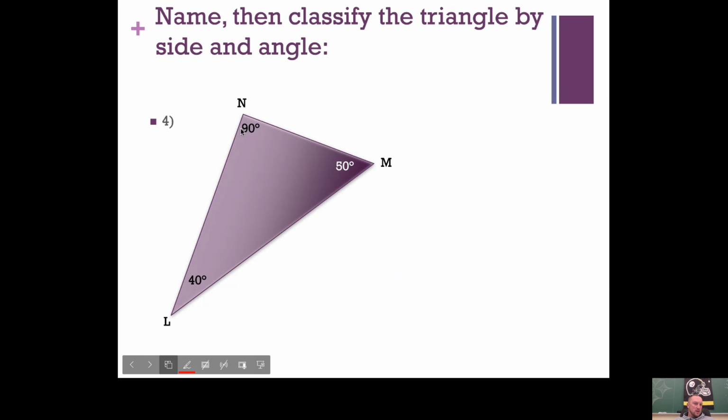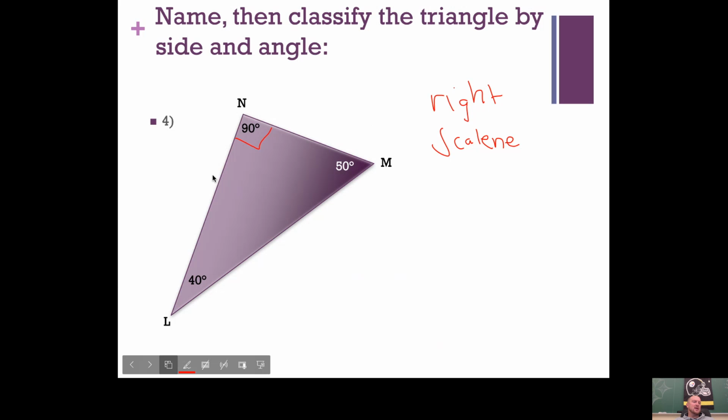This next one has a right angle. So it's a right triangle. Notice how all of the angle measures are different. So it's scalene as well. You can call it right scalene or scalene right, totally up to you. Lots of different possibilities for right scalene triangles.